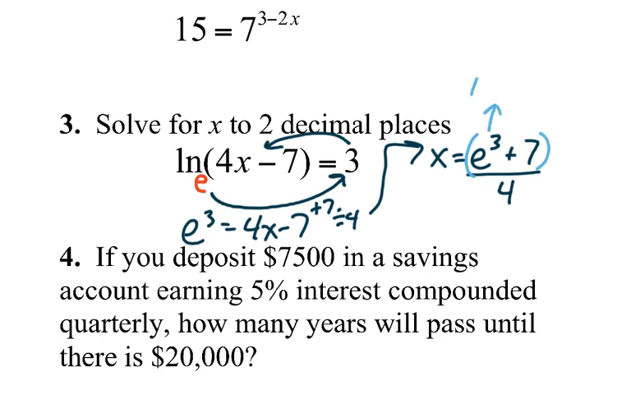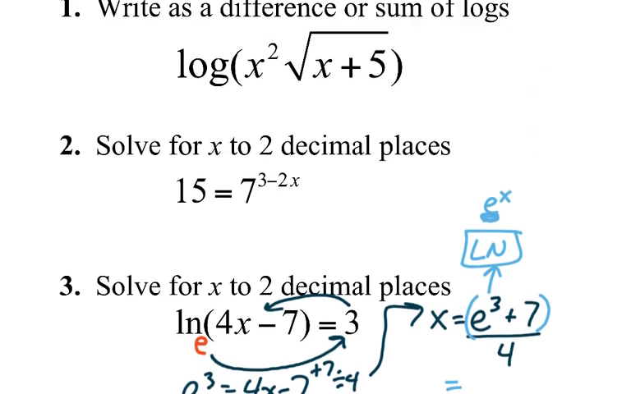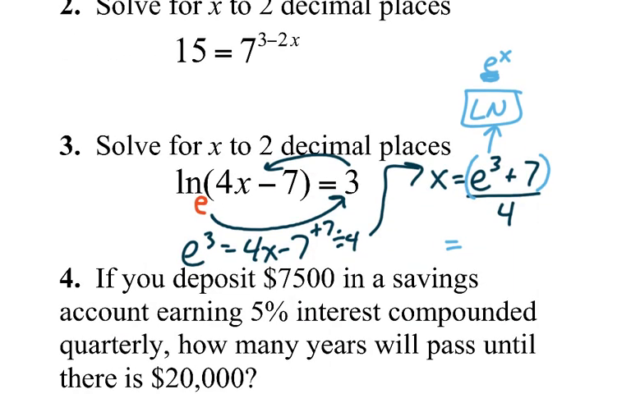Remember, e to the x is second ln. It's right up here. It's the e to the x button. So you can plug that in, push that button, second ln, put in 3, you should be good to go. And if we do this at 2 decimal places, this is review for number 3, you should get about 6.77 to 2 decimal places.